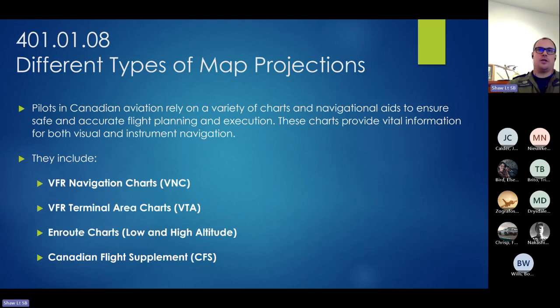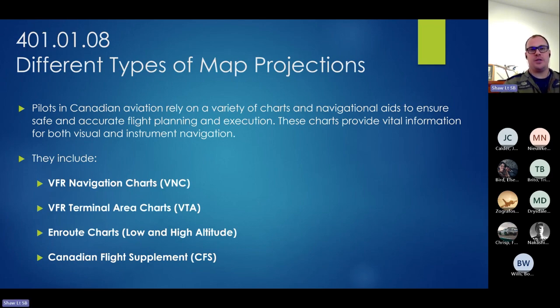Okay, so we've talked about different projections, and now we're going to talk about what type of charts they're used on, for safe and accurate flight planning and execution. These charts provide vital information for both visual and instrument navigation. They include our VFR navigational charts. Visual flight rules navigational charts are VNCs. Those are what you're going to use for something like a cross-country flight.